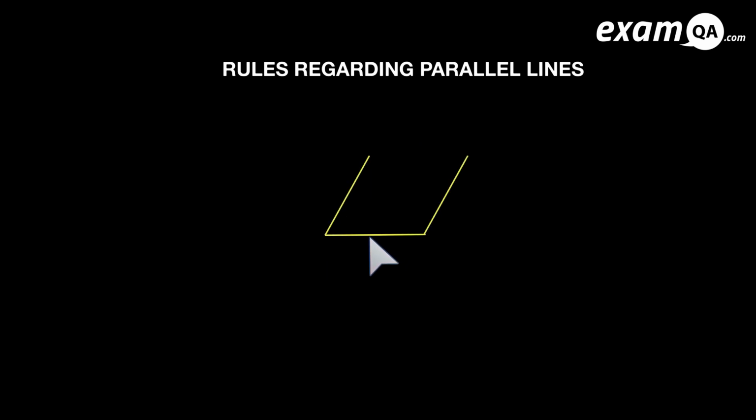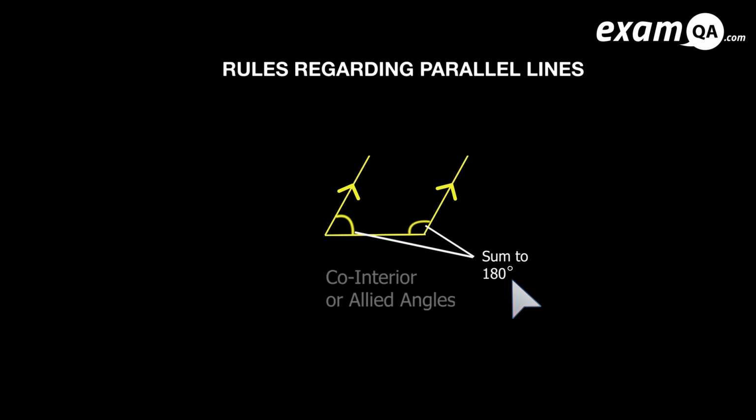Now this last rule looks like a U, or you could say C if you're looking at it the other way around. And for this rule, we need the opposite sides as parallel. And if they are parallel, then these angles will not be equal but sum to 180. And the preferred name for this scenario is called co-interior. Sometimes you'll see it being called allied angles as well.